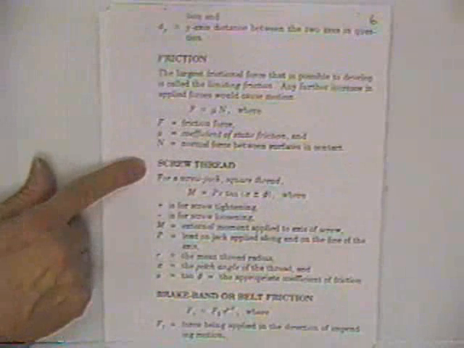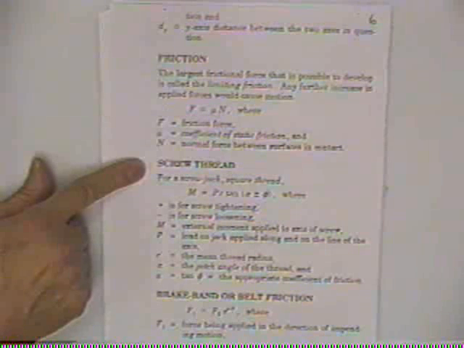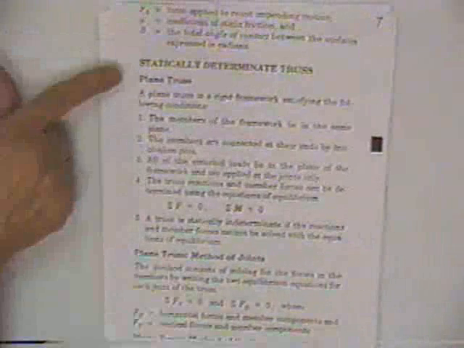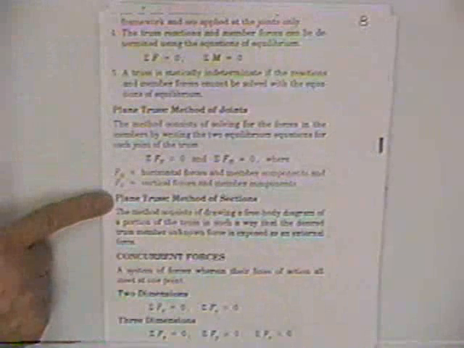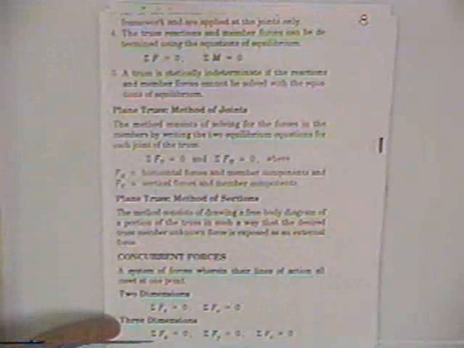They got some things a little arcane, I would think, but if it's in this book, someone convinced these people that that was an important enough item to put in there, so we will cover it. Square thread screw jacks, brake band or belt friction, statically determinate trusses, plain trusses by method of joints and by method of sections, and then concurrent forces in 2 and 3 dimensions.